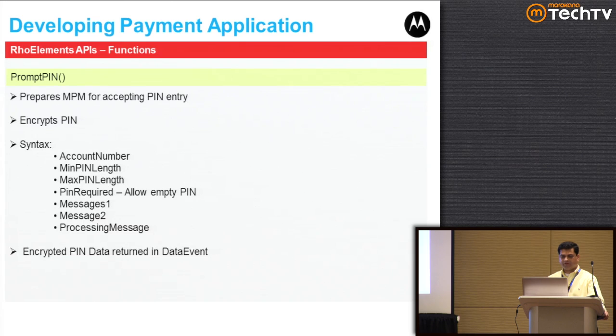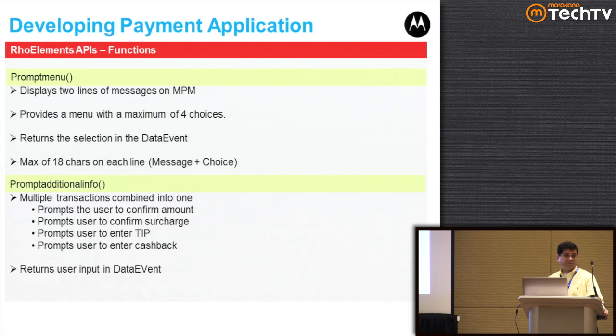Prompt PIN, you have to pass the account number before you can prompt the PIN. Because PIN is for debit, what it does is take the account number, take the PIN, and create an encrypted string that you need to pass to the bank. Minimum and maximum PIN length, whether PIN required or not. And believe it or not, there is allow empty PIN. I don't know why that's there. You can show a couple of messages, and also a processing message you can show. Encrypted PIN data is written in the data event.